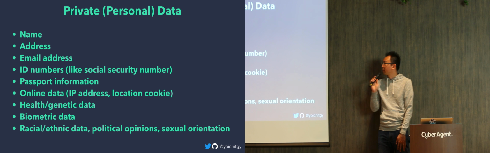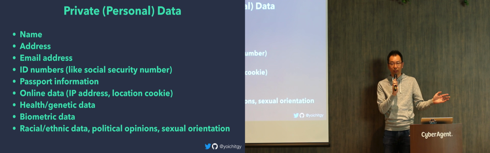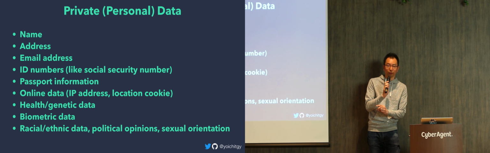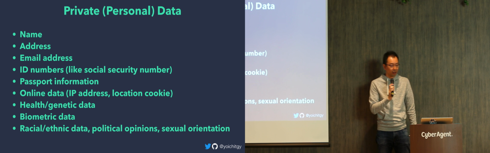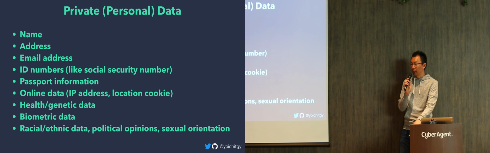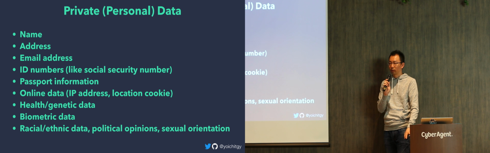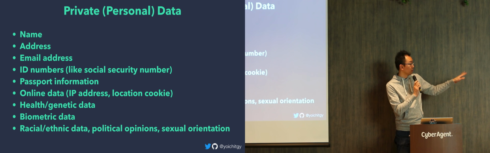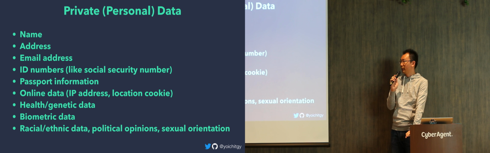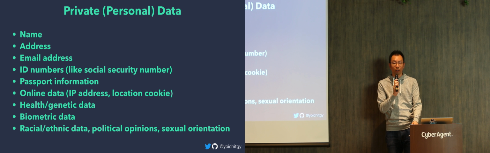For example, private or personal data includes name, address, email address, ID numbers like social security number or My Number in Japan, passport information, online data like IP address, geolocation or cookies, health-related data, and biometrics data. Not only those, but more things are specified as personal data in the GDPR.